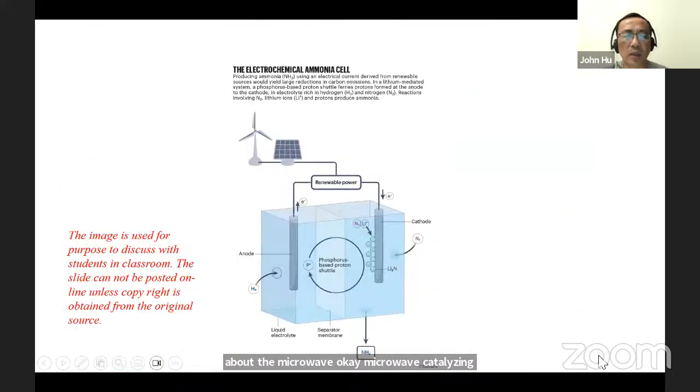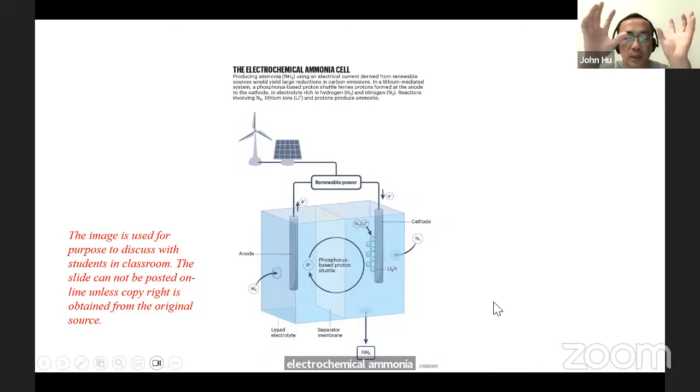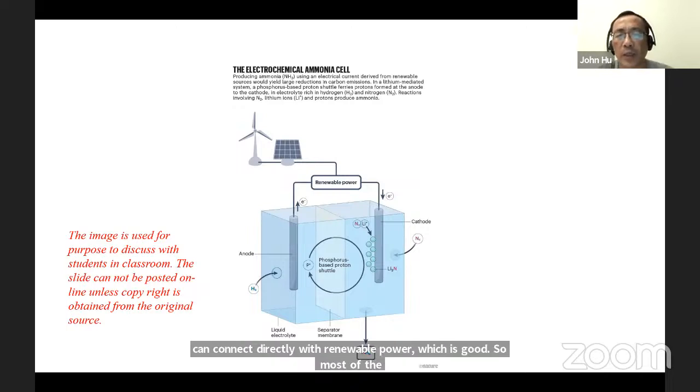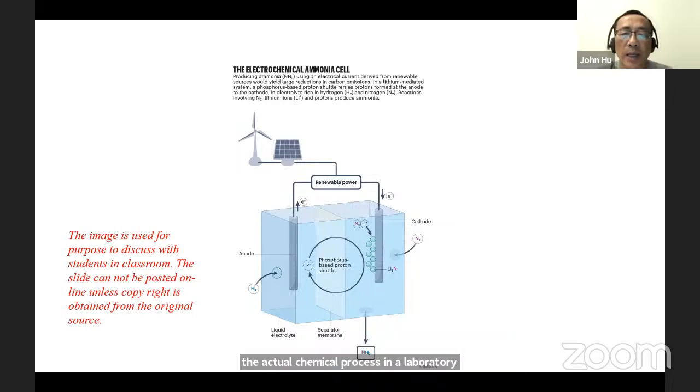All right. So there's another process. Basically, it's also electrochemical, but they use a different material in there. It's called the electrochemical ammonia cell. This cell, instead of connecting to a battery, can connect directly with renewable power, which is good. So most electrochemical processes in the laboratory, even if they claim, oh, I can use renewable energy, in the laboratory they just use a battery as the power supply for the cell. So they never even connected to solar and wind.